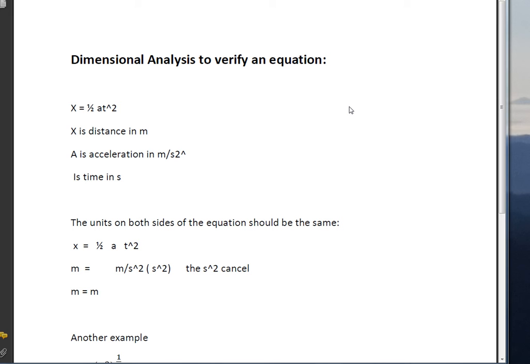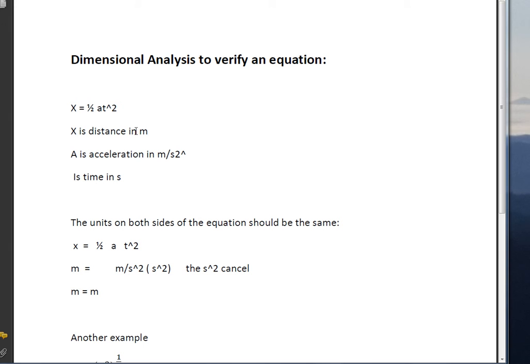Okay, the problem that most people have with dimensional analysis is using it to verify whether or not an equation is correct. I think your homework has a couple of questions like that. When you have an equation, the units on either side of the equal sign have to be the same. For example, here's an equation: x equals 1/2 a t squared.